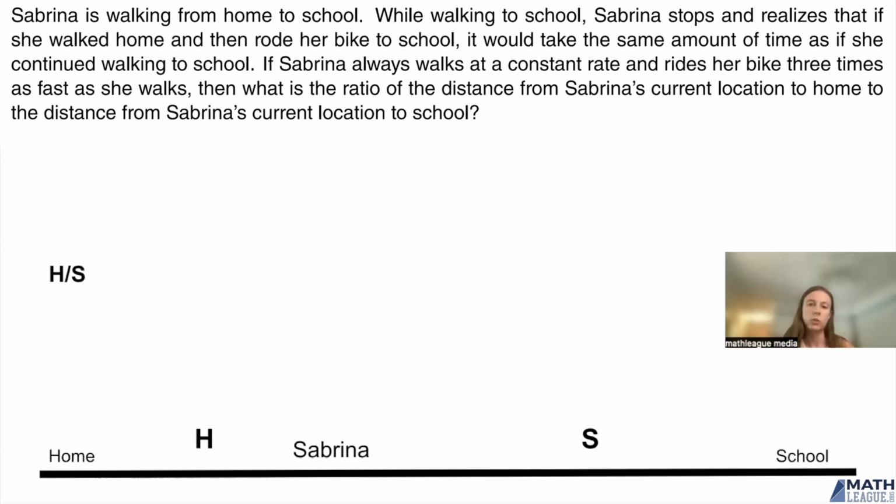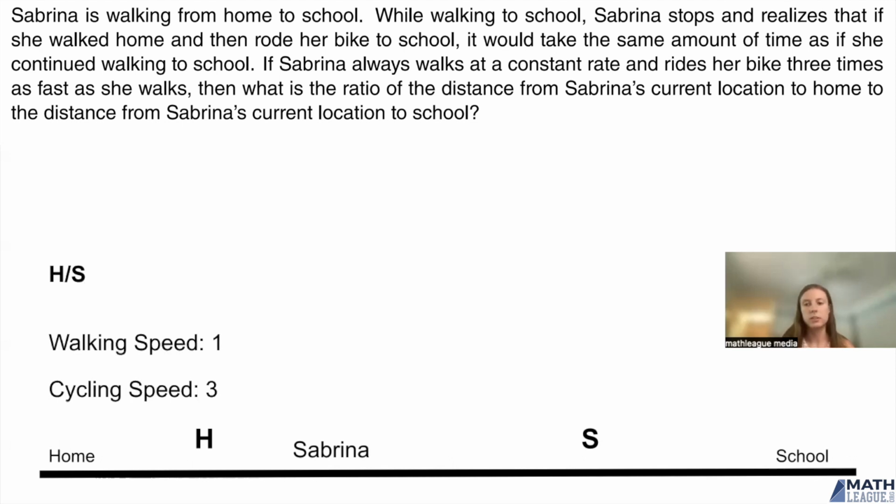All right, and there's one other thing we know here, right? Sabrina walks at a constant rate. We aren't told what this is, so we can just pick our favorite number. What's going to make this the easiest? Let's say Sabrina walks at a rate of 1. And then she rides her bike 3 times as fast, so that's a cycling speed of 3.